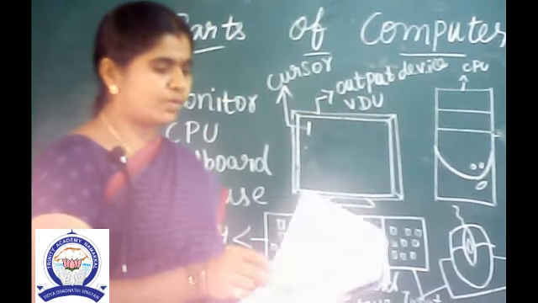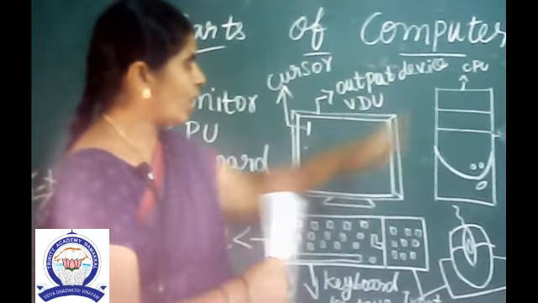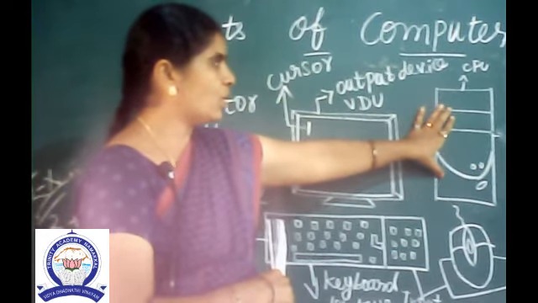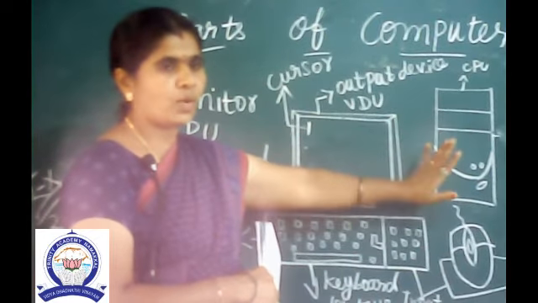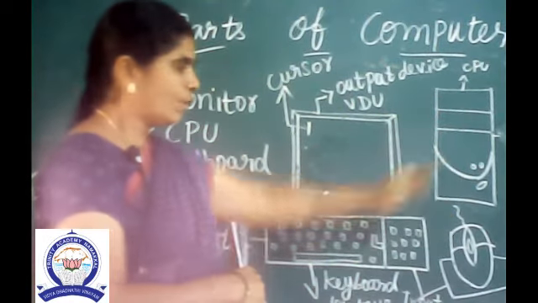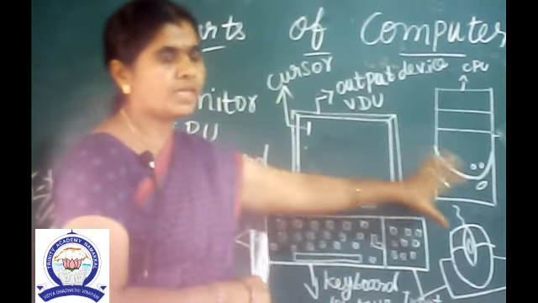Okay. Apart from these parts, a very important point: CPU is the brain of the computer. Why is CPU the brain of the computer? Because all the parts are controlled by the CPU.